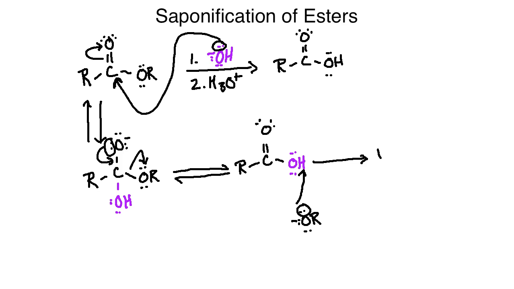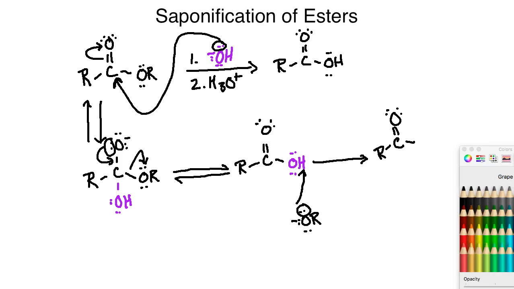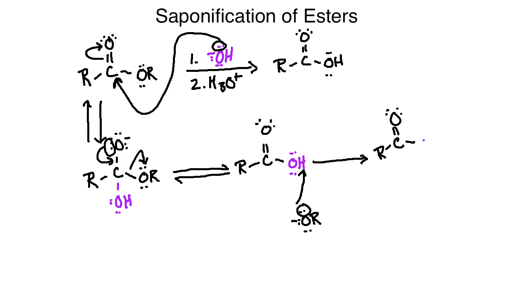So I say, okay, I've got C double bond O, and then it's the carboxylate anion that's really going to be present, because all of the excess base, whether it's from the leaving group or excess hydroxide that's present, is going to lead to this type of situation here.